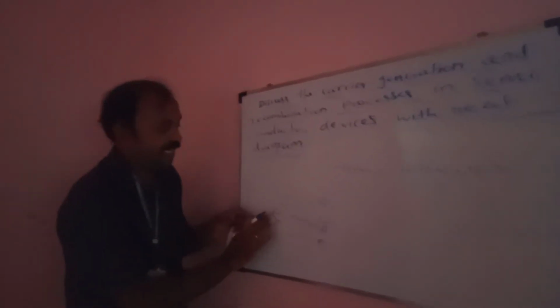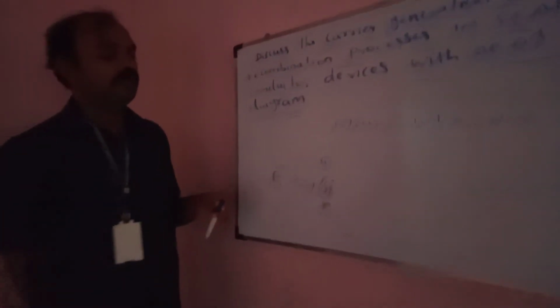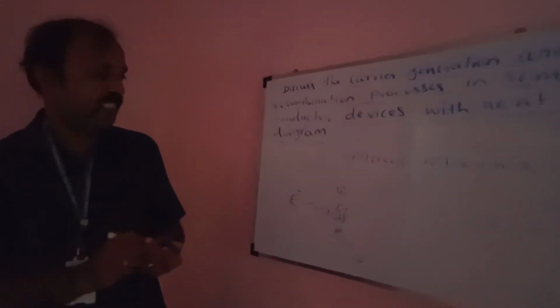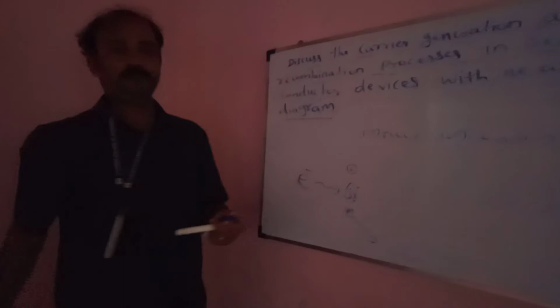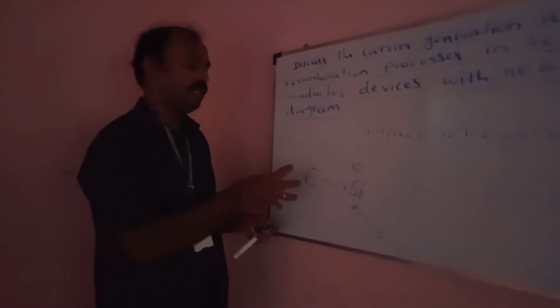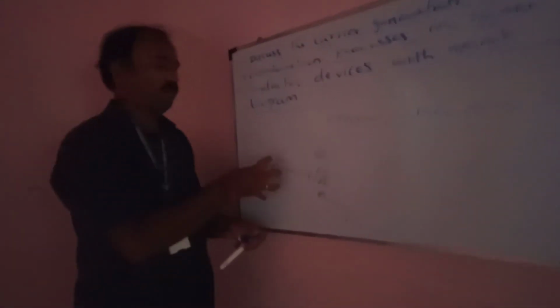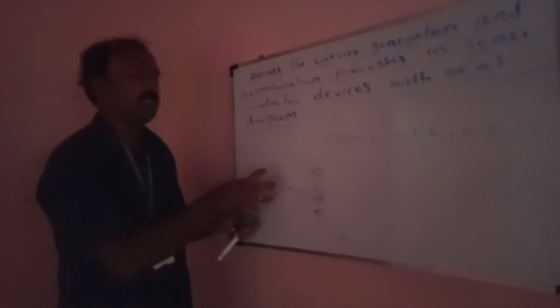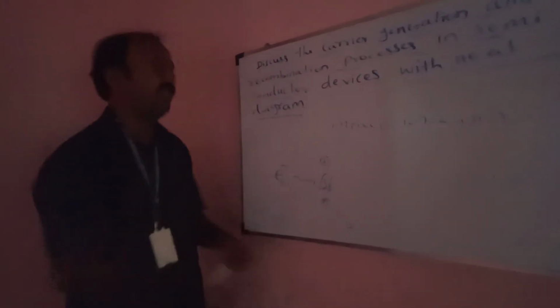This energetic electron which falls on this silicon removes an electron from the silicon atom; that is impact ionization. The electron is removed from this silicon atom based on the impact of the electron, under the influence of the electric field.